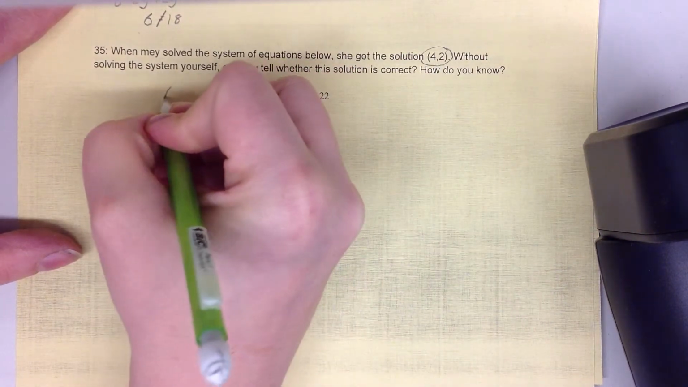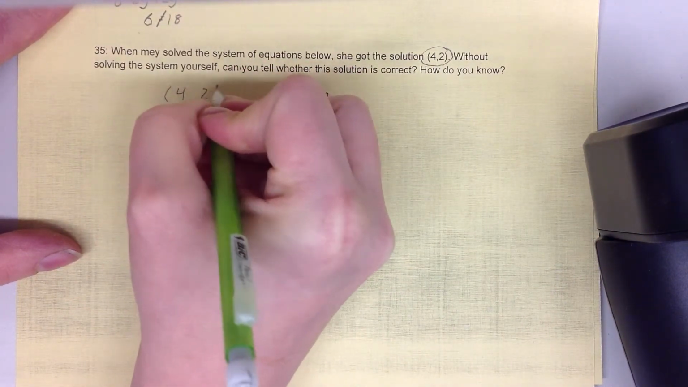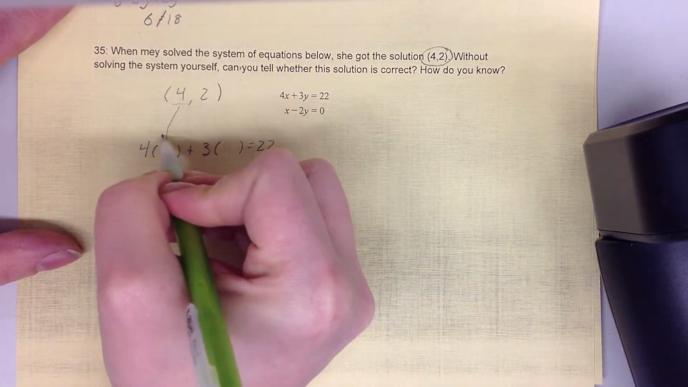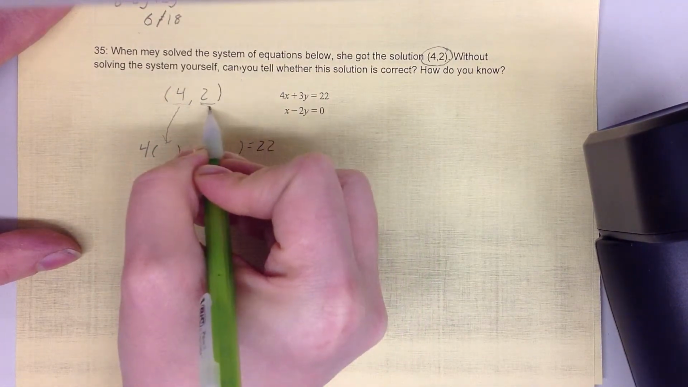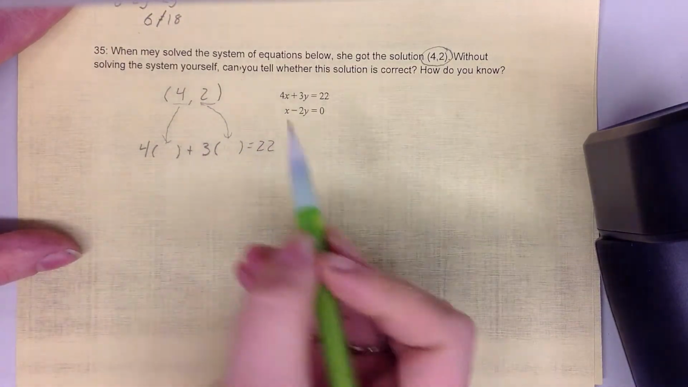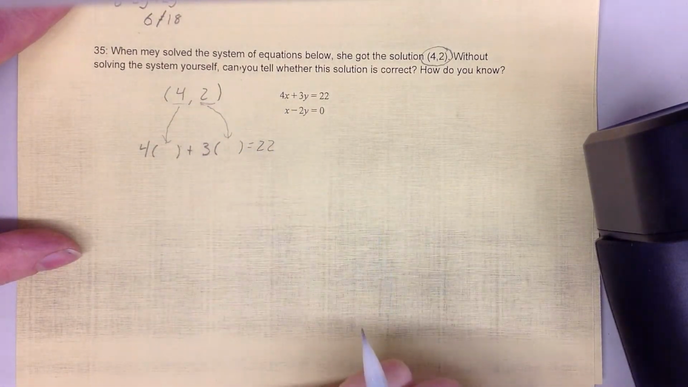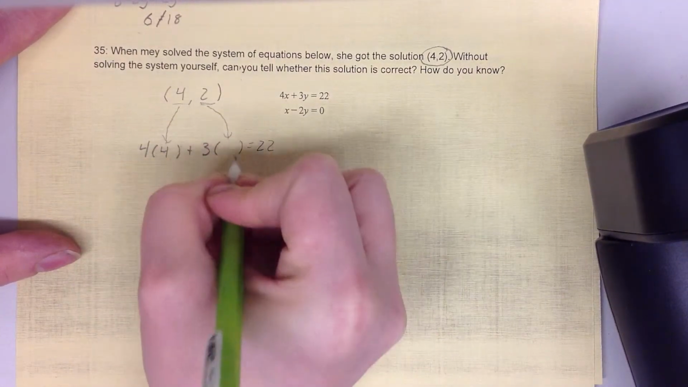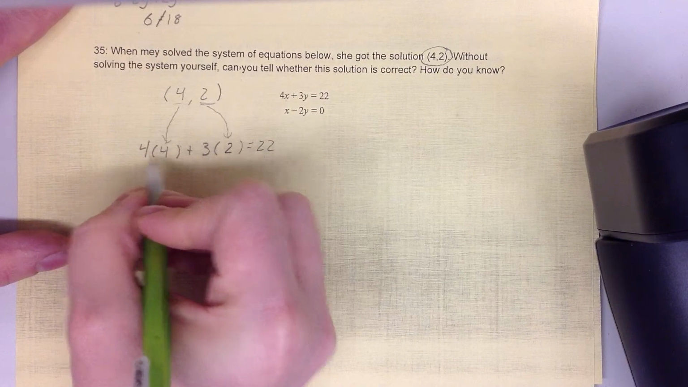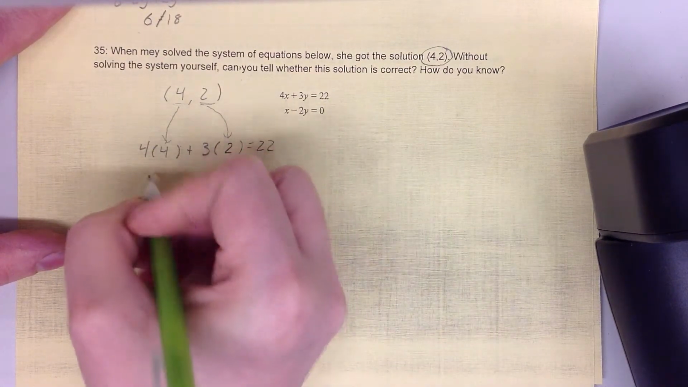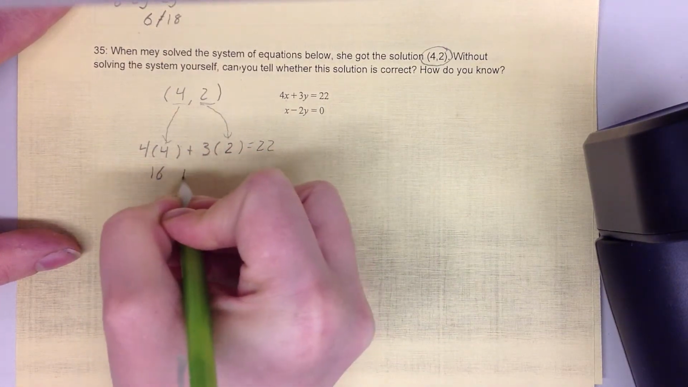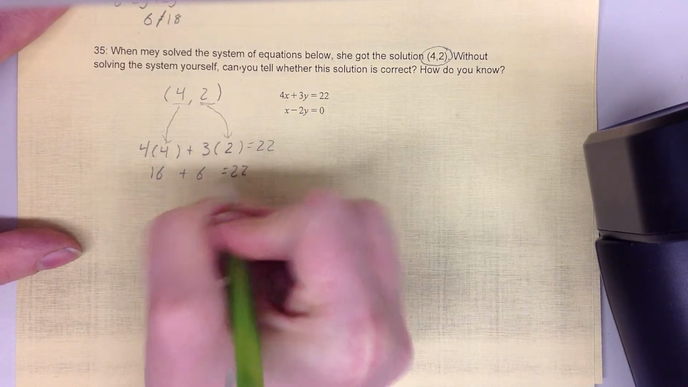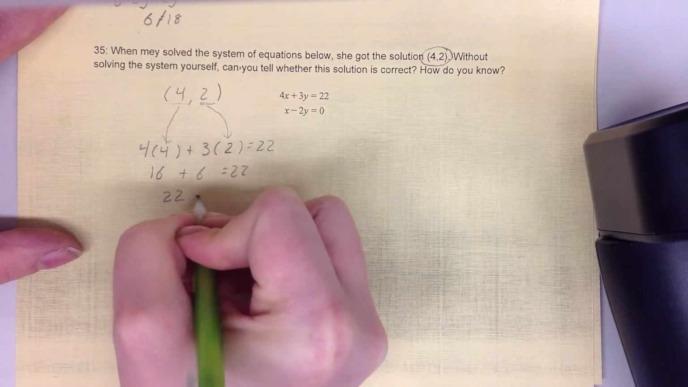Remember, in my point (4, 2), this first number is my x. So that's what gets put in for my x value. The second number is my y. So that's what gets put in for my y value. It just happens that they put the x first and the y first here, but they might not have, and then I'd have to switch these. So 4 and 2. 4 times 4 is 16, plus 3 times 2 is 6. 16 plus 6 is 22.